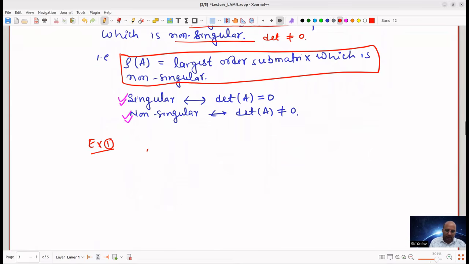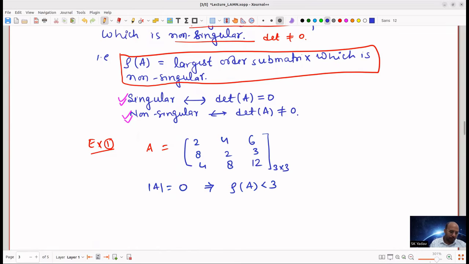If I have a matrix given as A is equal to the matrix 2, 4, 6 and 8, 2, 3, 4, 8, 12. So we can clearly see here that det of A is 0. And this means the 3 cross 3 matrix, which is a submatrix itself, so rank should be less than 3, right?